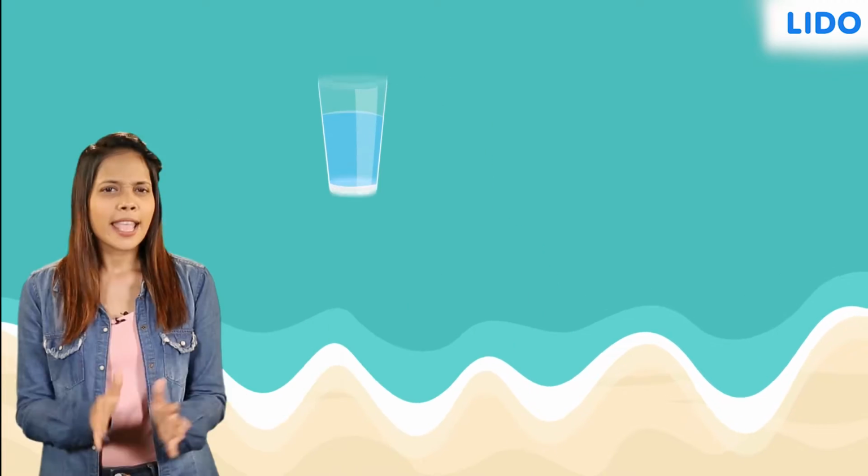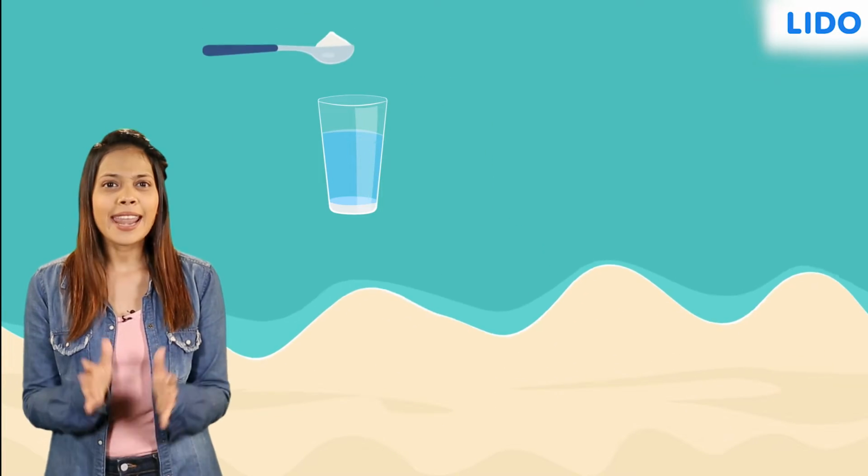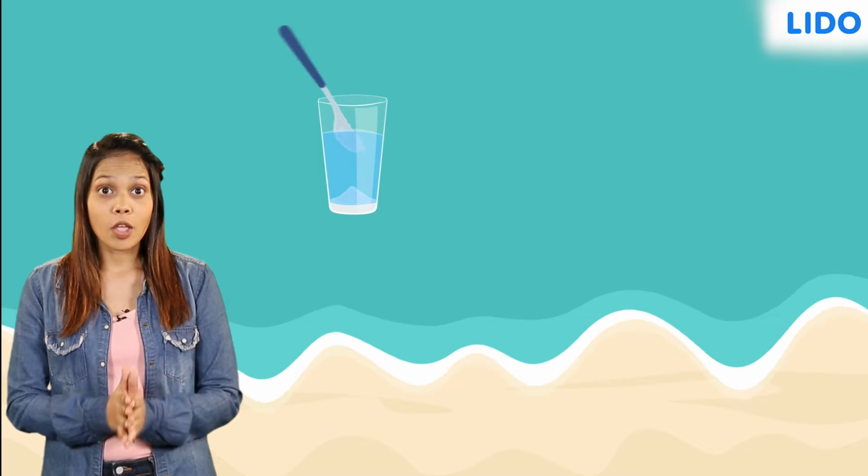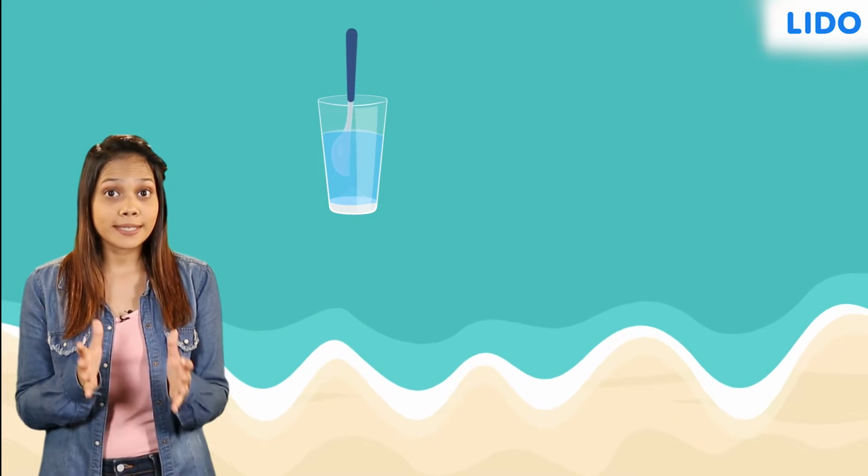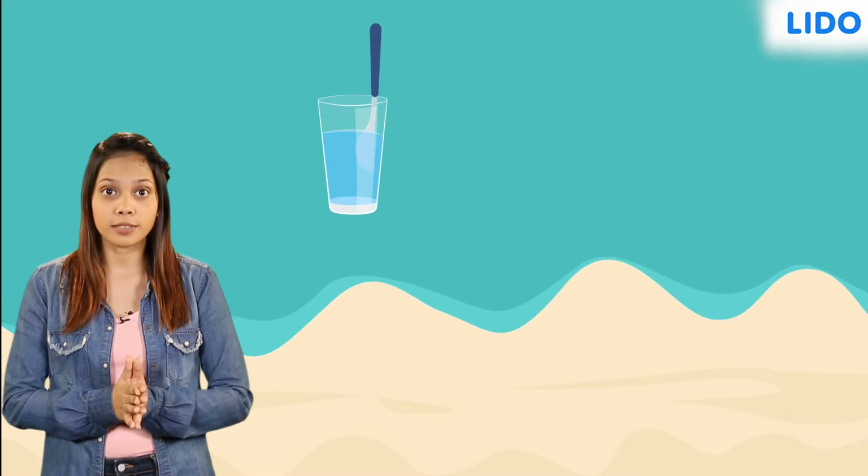We all know sea water is a mixture of water and different kinds of salts. But have you ever wondered why the salt is never visible to us? Let's study more about mixtures before we try to answer this question. Let's take a glass of water and add some salt to it. On mixing thoroughly, we see that the salt dissolves in the water.